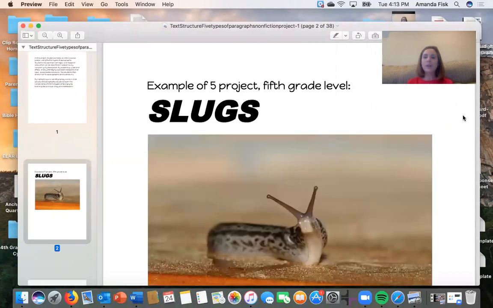So here's an example of a project that was created by a 5th grader. So you're basically going to choose a topic, something that you're interested in, but make sure it's something that's manageable. For example, slugs is manageable because I could write a paragraph in chronological order about its life cycle, and that would be pretty easy. But if I chose a person for this activity and their life was super long, chronological order would take me a really, really long time.